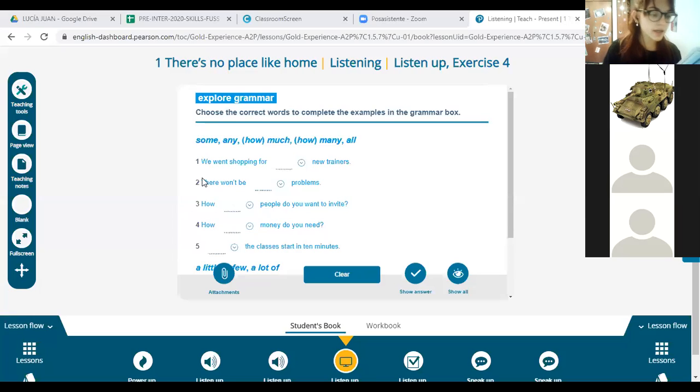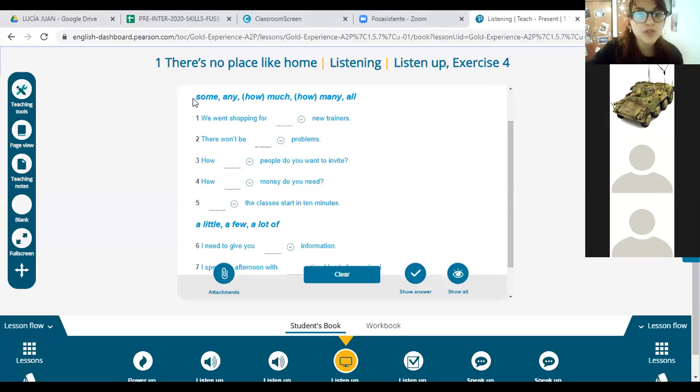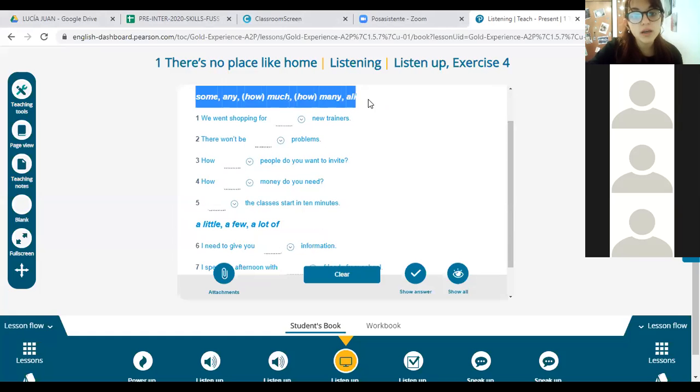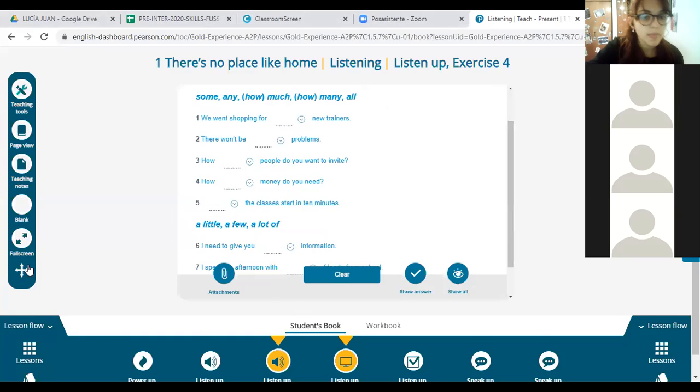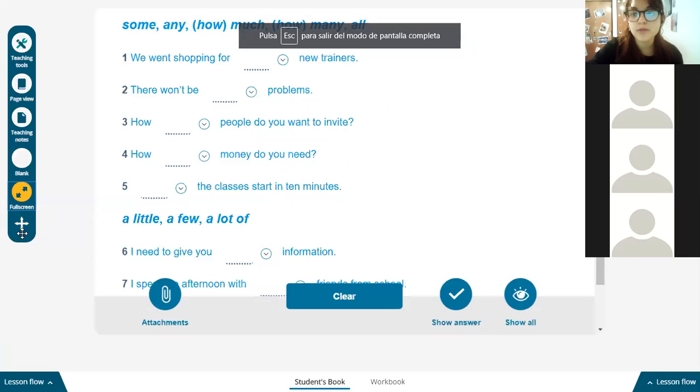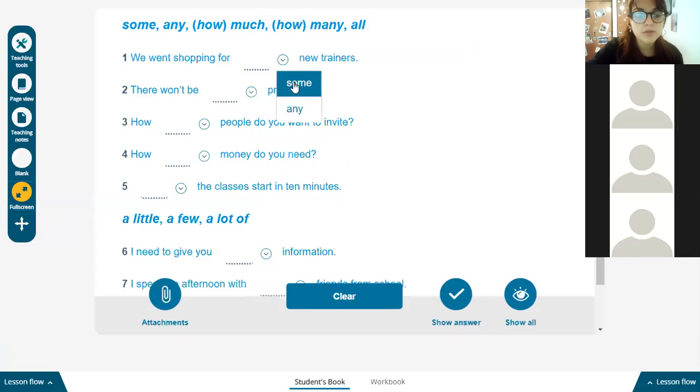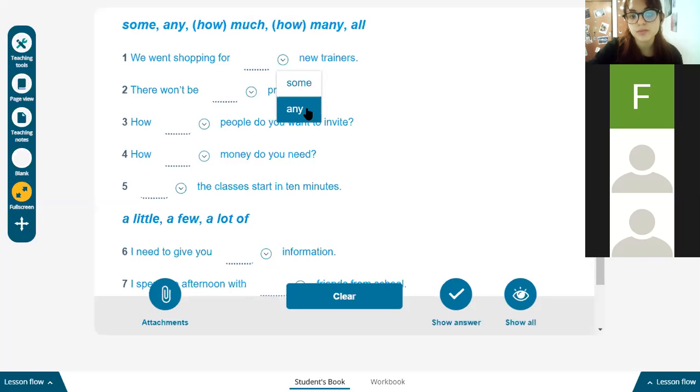So here, we need to choose the correct words to complete the examples in the grammar box. So we need to choose the correct option. The first one, we need to choose between some, any, how much, how many, all. So the first one, we went shopping for some or any new trainers. Some.